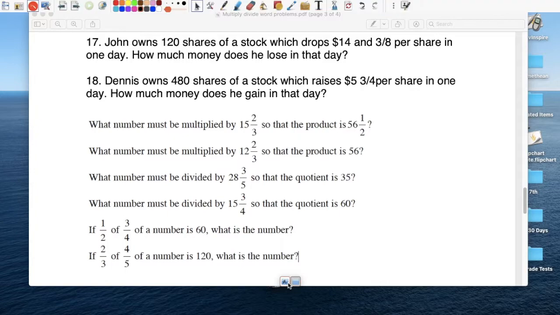All right, so we have 17. He owns 120 shares of a stock which drops 14 and 3/8 per share in one day. How much money does he lose in that day? What? Hang on a second.